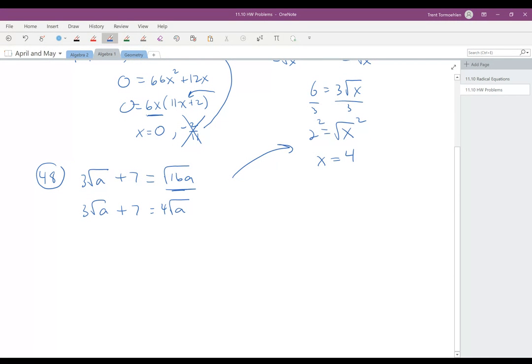And so when you subtract 3 square root of a from both sides, you get the square root of a equals 7. So a, when you square both sides, just equals 49. So that's a few examples of radical equations.